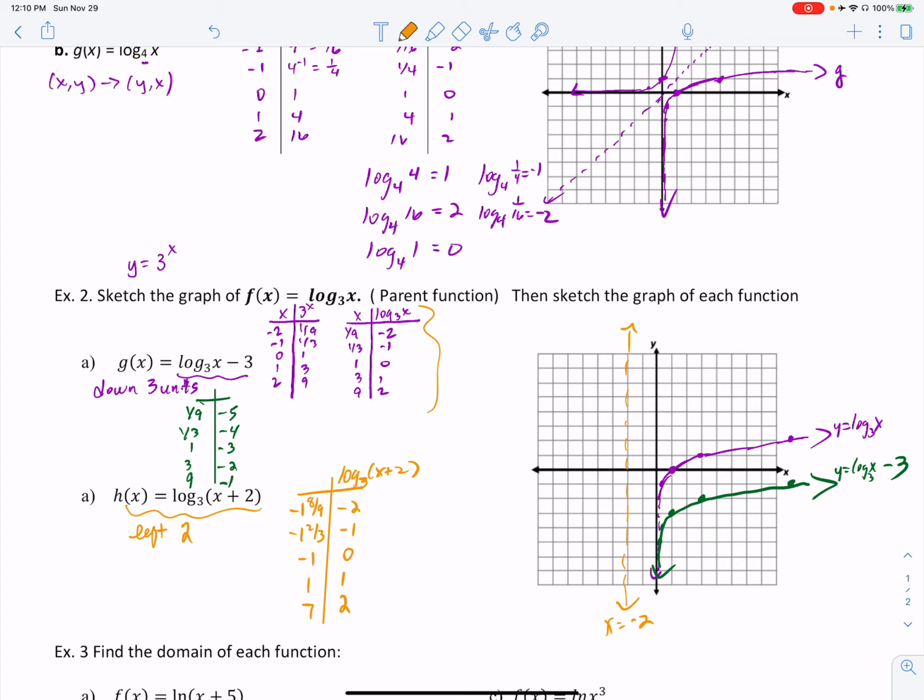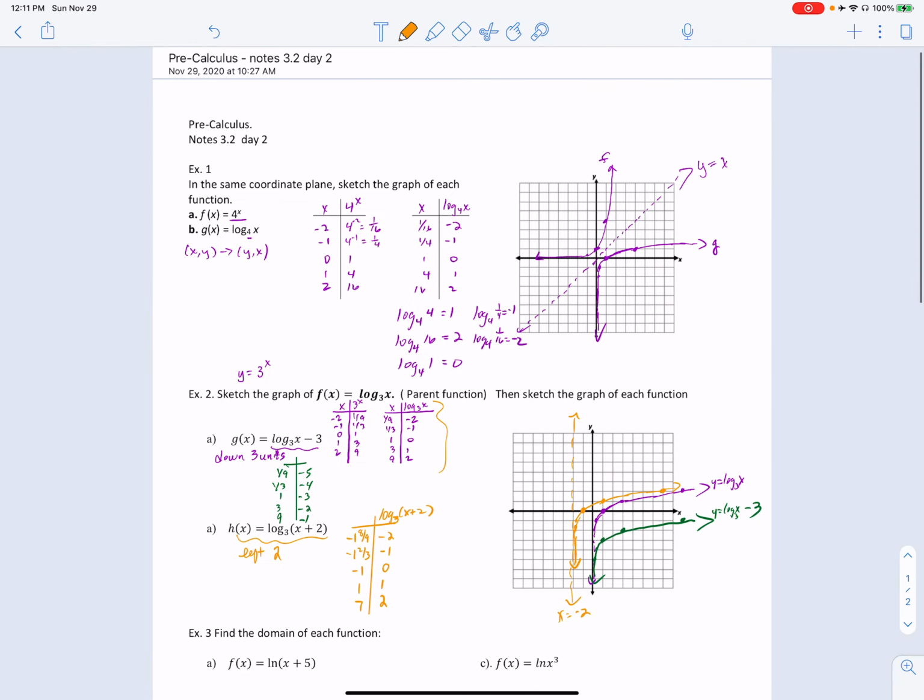So at -1 and 8/9, I'm going to be at -2. At -1 and 2/3, I'm at -1. At -1, I'm at 0. And at 1, I'm at 1. So every point shifted to the left 2. And then at 7, I am up at 2. A nice sketch going here. And so you need to be able to work out tables of values. Notice I haven't picked up Desmos. I have just used transformations of functions in order to get those sketched accurately and to produce tables.